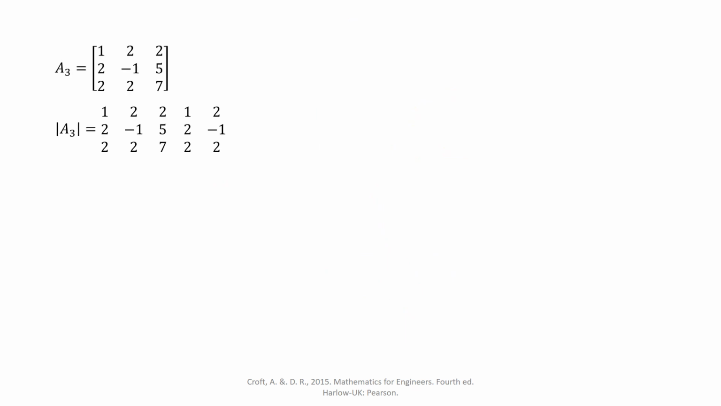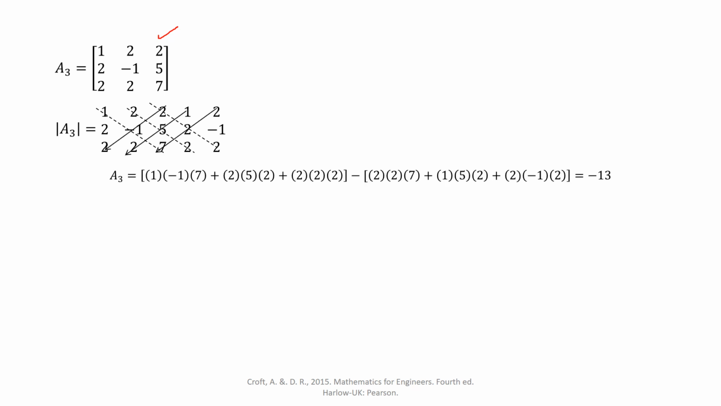A3 is also not so much different. A3, this is the column of constants given on the right side of the system. We replaced it here. Multiply this diagonal, then from the other end these diagonals, and the answer will be minus 13.